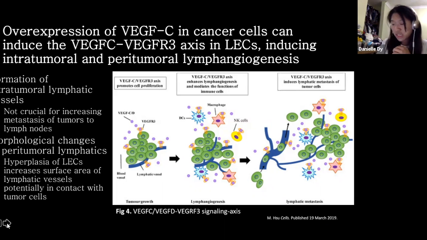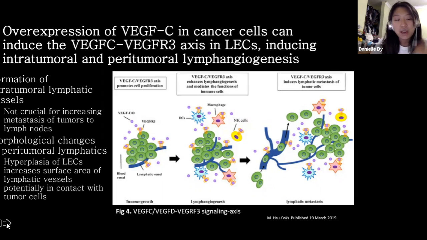And then the interesting thing is that we have found differences in the presentation of if it's intratumoral versus if it's peritumoral. So when we talk about intratumoral lymphangiogenesis, it hasn't necessarily been found to be essential for increasing the metastasis of the tumors to the lymph nodes. So like the tumors won't necessarily need to be within the tumor in order for it to occur.